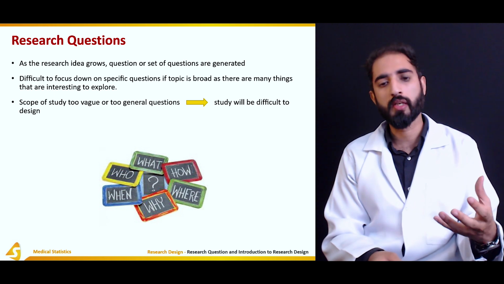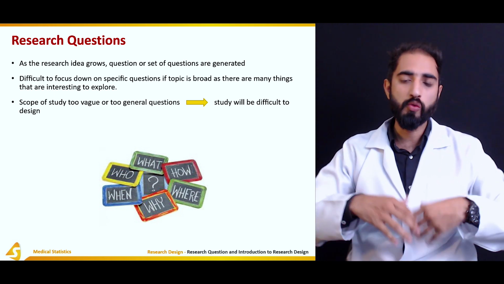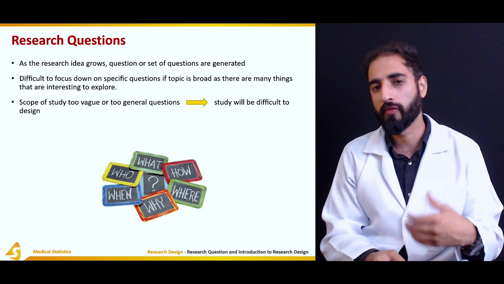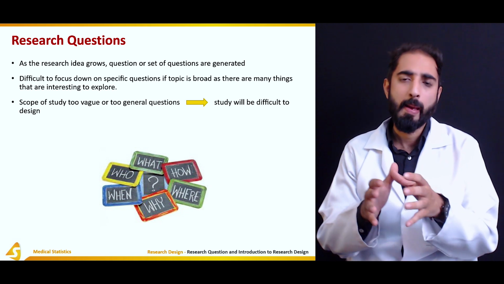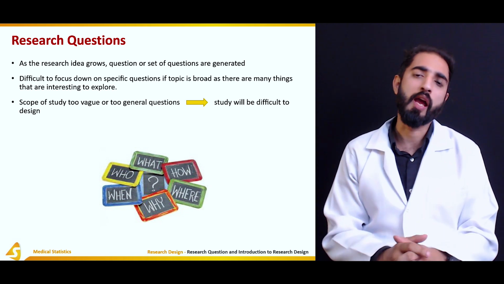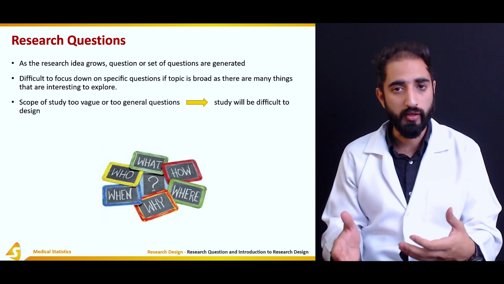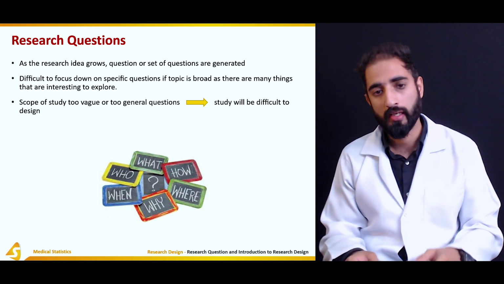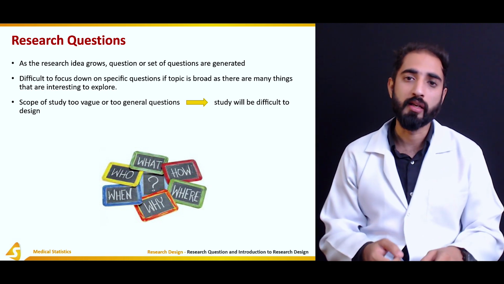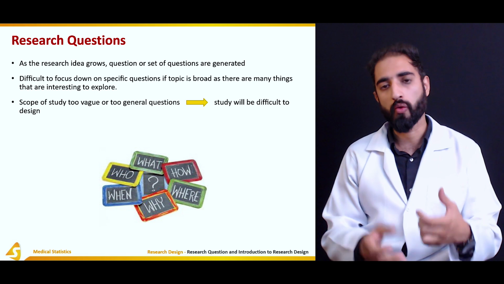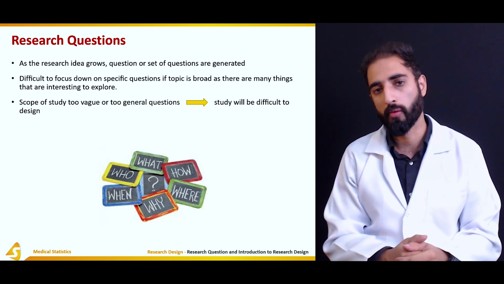So if the scope of a study is too vague, too generalized, and there are too many general questions, then the study will be difficult to design. You would not be able to decide what would be the best study design for this specific question or objective, as we are also going to talk about the research designs. These research questions give you the hint as to which research design you are going to adopt for the study that you're about to conduct.